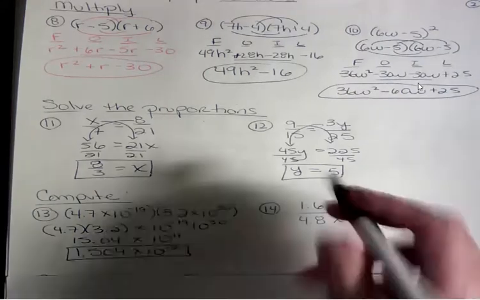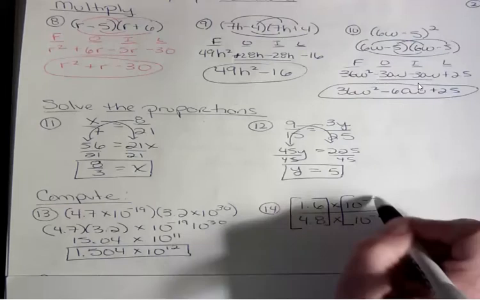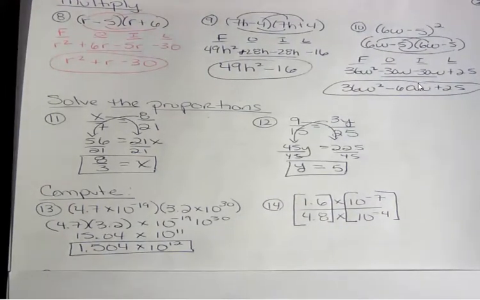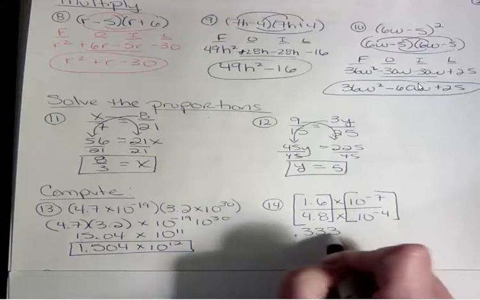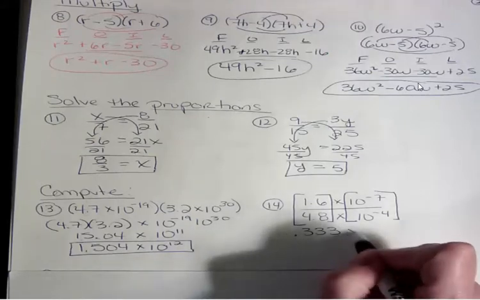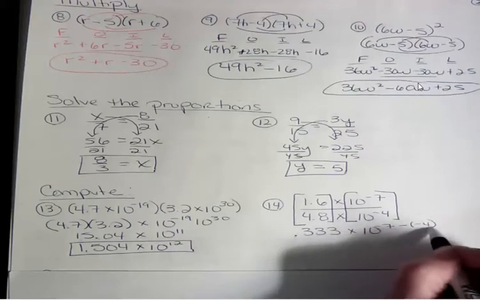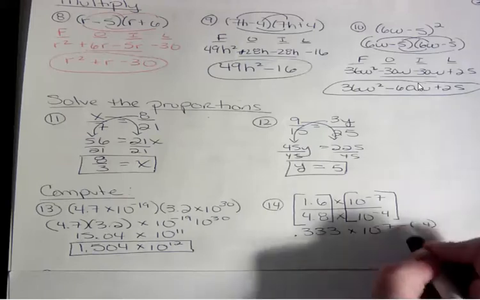Okay, so for number 14, you're going to divide the number part, and then you're going to work with your powers of 10 part. Remember, in scientific notation, that's the one time when it's okay to have negative exponents. 1/6 divided by 4/8, that's a third, so we're just going to round it to 0.333. And then what I have is negative 10 minus negative 4, because the rule is if you're dividing, you subtract the exponents. Minus minus makes that actually plus.